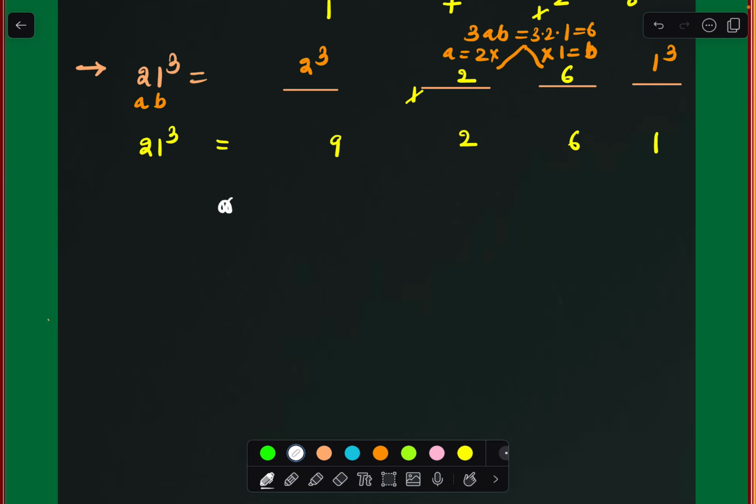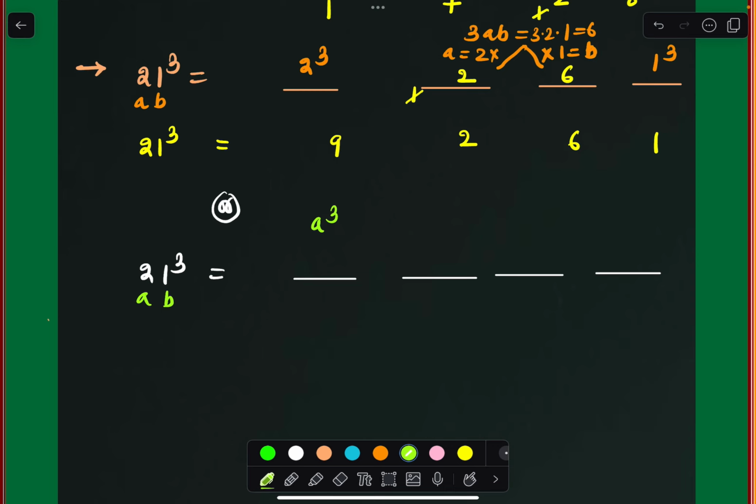And see one more representation also. 21 cube is there. So I'm writing here also the same thing. A cube, 3ab into a plus b value, these are the two middle places. B cube we are writing, right? In this way we can calculate it. A cube value here, 2 cube value 8 we will get directly, right? And the last place value, b cube value, 1 cube is 1 we will get, and the middle two digits are what? 3ab into a plus b we are calculating.